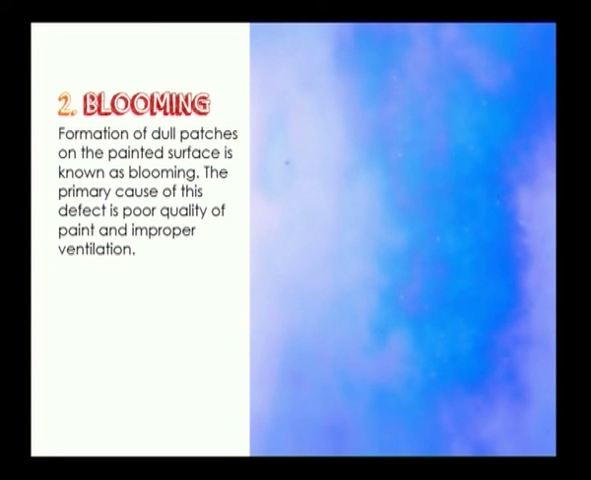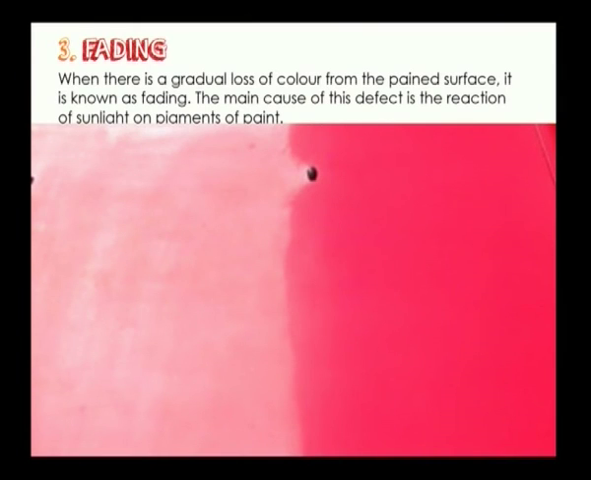Now, the primary cause of this defect is poor quality of paint and improper ventilation. Fading. When there is a gradual loss of color from the painted surface, it is known as fading. The main cause of this defect is the reaction of sunlight on pigments of paint. So, if paint is not of very good quality and does not have a very good duration, then over a long course of time it will start fading.